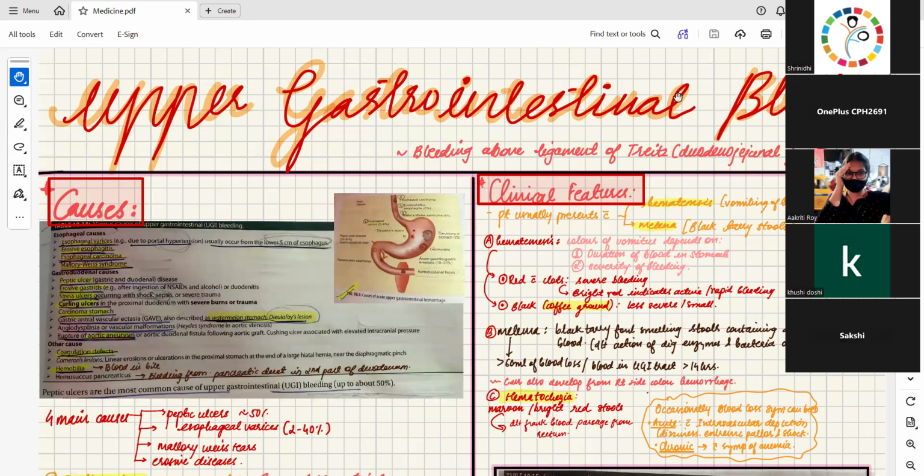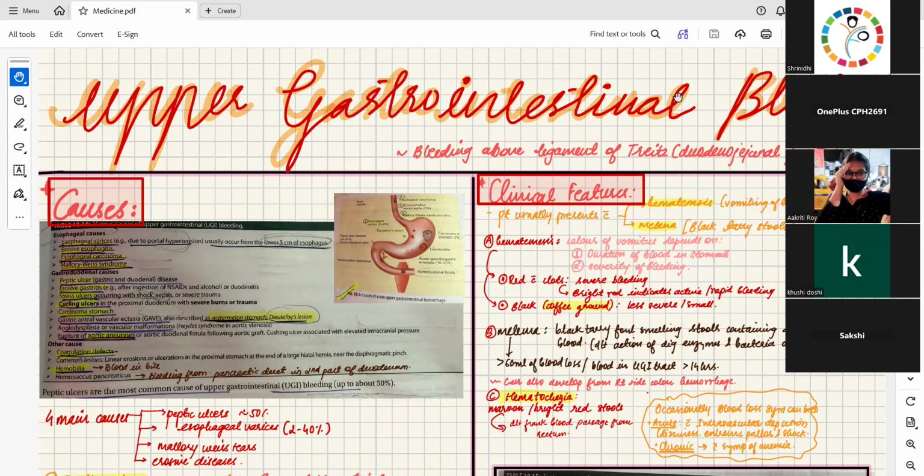In case of GI bleed, the whole GI tract is divided into upper tract and lower tract by the ligament of Treitz. The anatomical landmark for this ligament is the duodenojejunal junction.